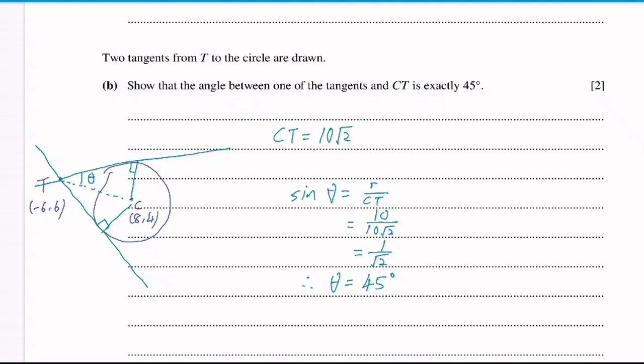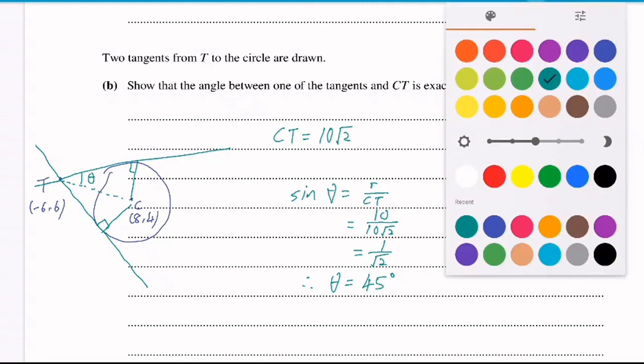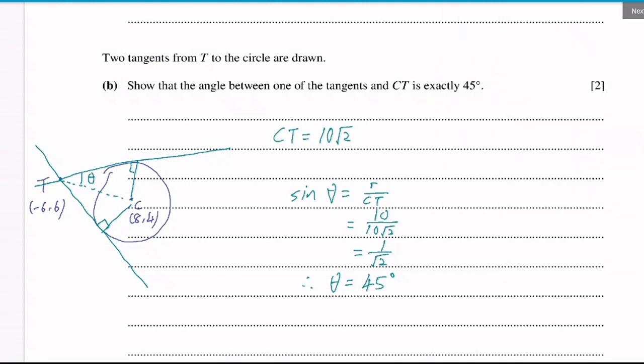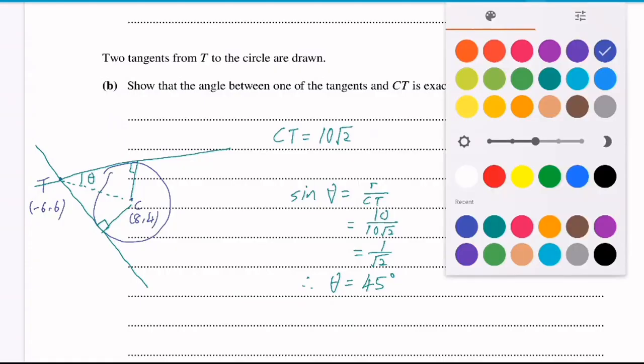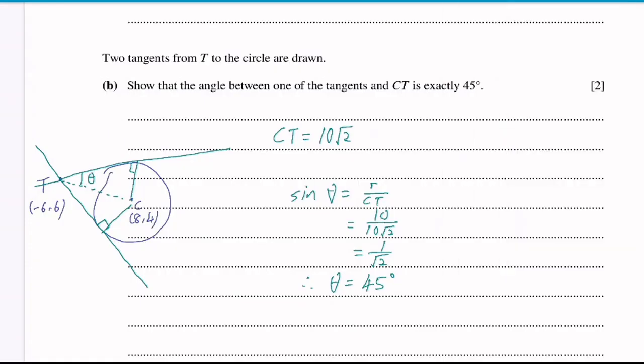After that, what is the question that follows? Now the two tangents touch the circle at A and B. Find the equation of the line AB. Give your answer in the form y equals mx plus c. Let's see how to work on that. Let's copy this diagram a little bit, so we can use it later.